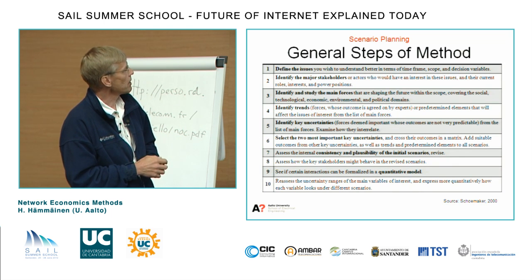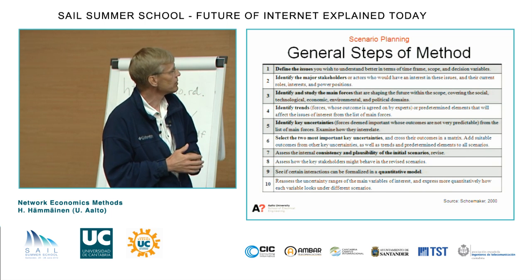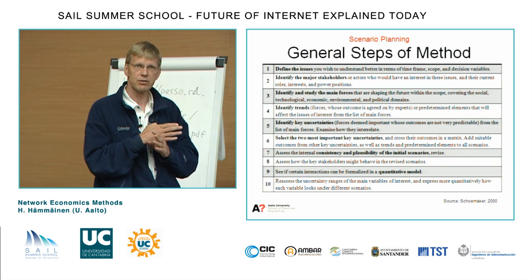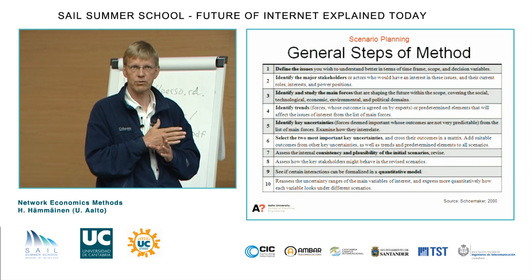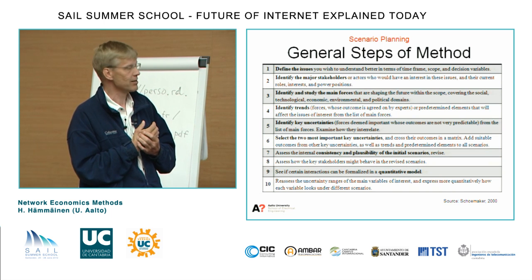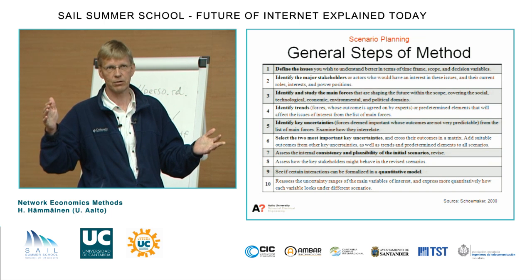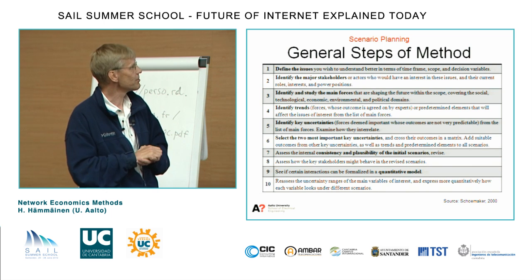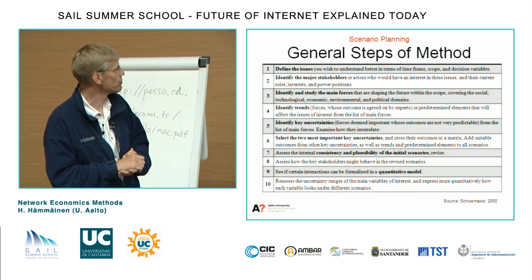Then you select the most important uncertainties, and you will come back to that with the example again. You choose those uncertainties to span the possible futures. This is the difficult phase, because what are the right uncertainties? You have a long list of uncertainties. What really are those you need? That's a challenging thing. Let's see how it goes.